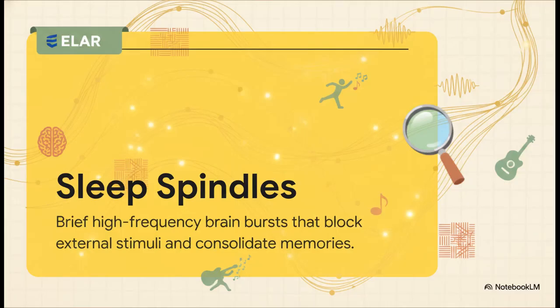Then we drop down into stage N2, and this is where your brain starts generating these fascinating waveforms called sleep spindles. These are brief little bursts of high-frequency activity, and they serve a really cool dual purpose. First off, they act like a sensory gate, literally blocking out external noise so you actually stay asleep. But second, your brain uses these spindles to literally weave isolated facts and motor skills, like, say, learning a new guitar chord, into a coherent long-term memory tapestry.